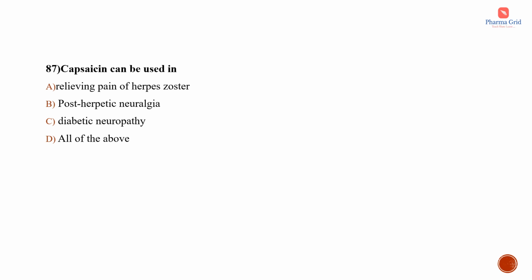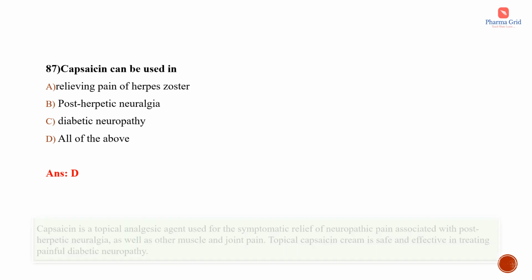Next question. Capsaicin can be used in: the options are relieving pain of herpes zoster, post-herpetic neuralgia, diabetic neuropathy, all of the above. So here the correct answer is option D, that is all of the above. That is, capsaicin is useful in all of the conditions given as options.